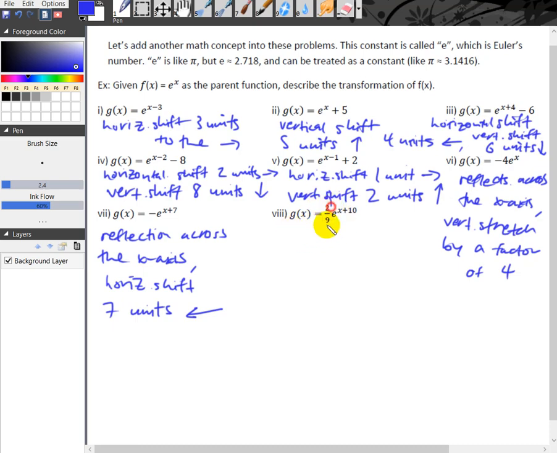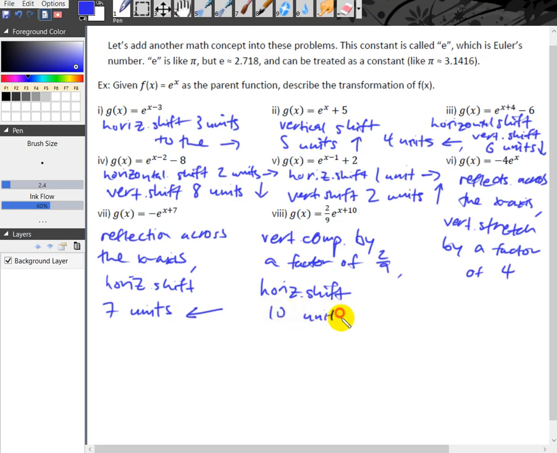Then this one, we have a 2/9 on the outside, so this is going to be represented by a vertical compression by a factor of 2/9. And then the +10 on the outside, this says this is a horizontal shift, 10 units to the left. Okay? And that's generally what we would do in order to identify the shifts and whatnot.